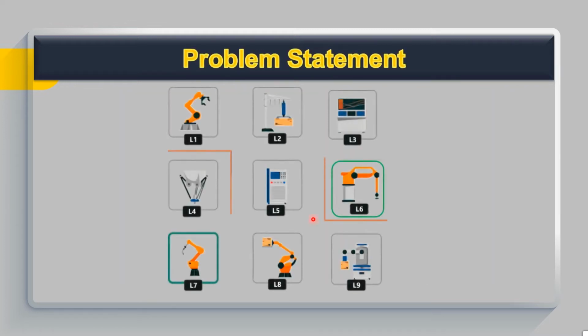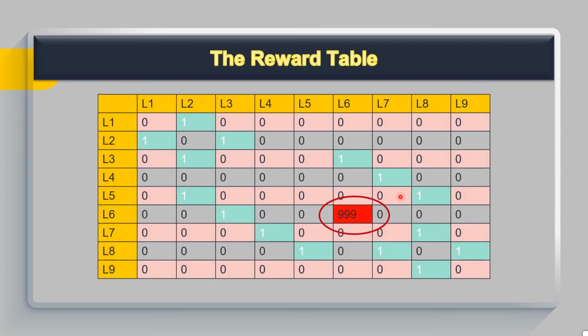Now remember that the factory administrator prioritized L6 to be the topmost. So how do we incorporate this fact in the above table? This is done by associating the topmost priority location with a very high reward compared to the usual ones. So let's put 999 in the cell L6. Now the table of rewards with a higher reward for the topmost location looks something like this.